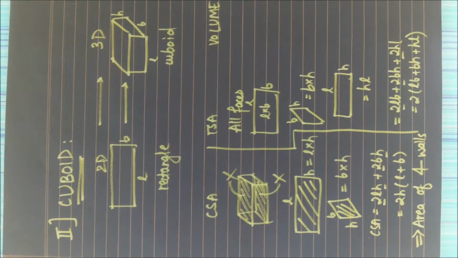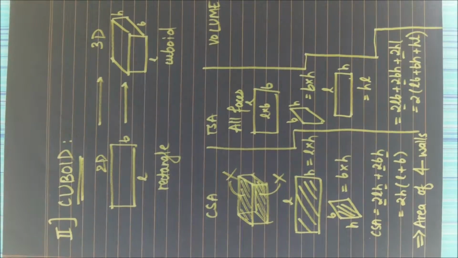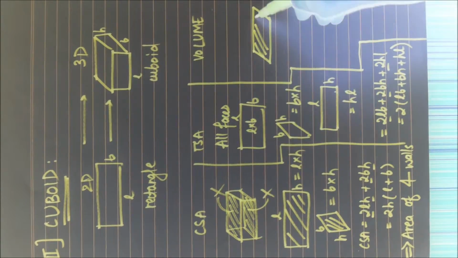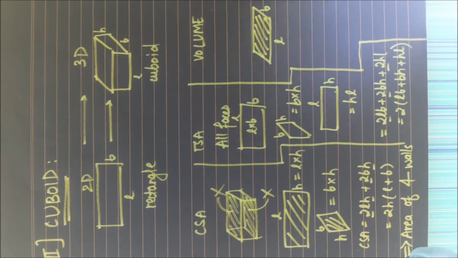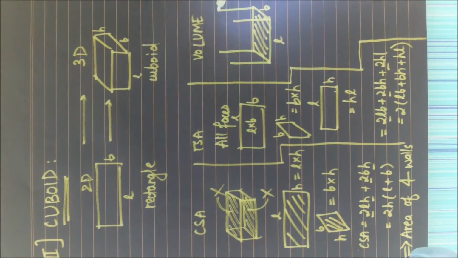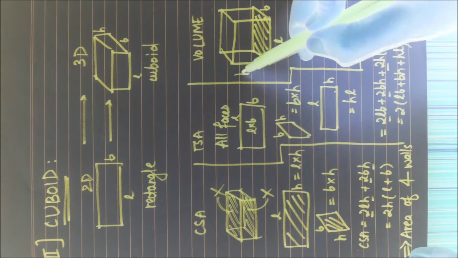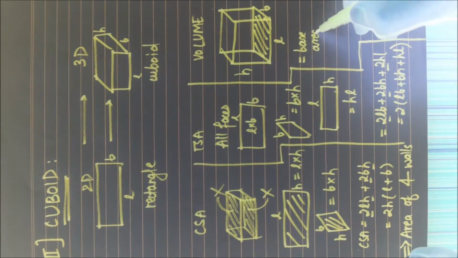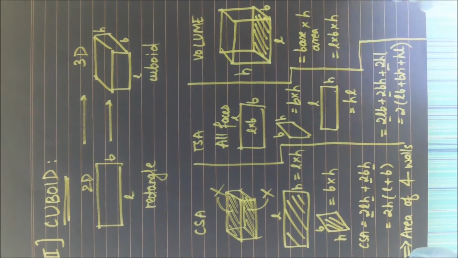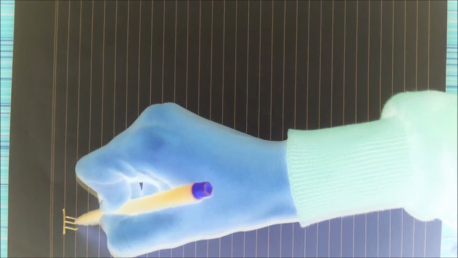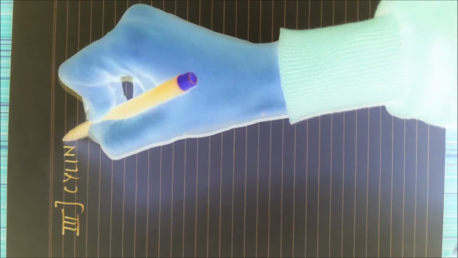Now volume. Volume, as you know, is the base area into the height. Now the base is a rectangle of length L and breadth B. Now if I pull this rectangle upwards with height H, I'll multiply the base area with H. So the volume comes out to be L into B into H. So volume of a cuboid is LBH.